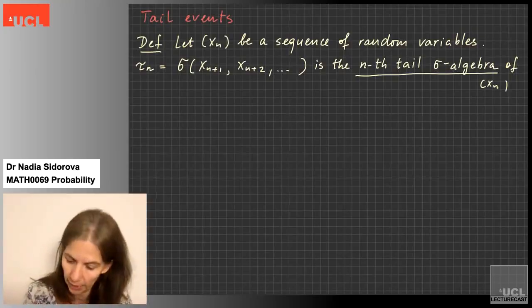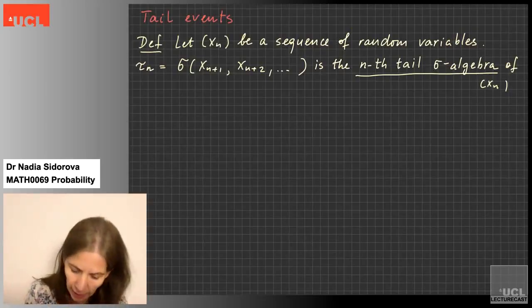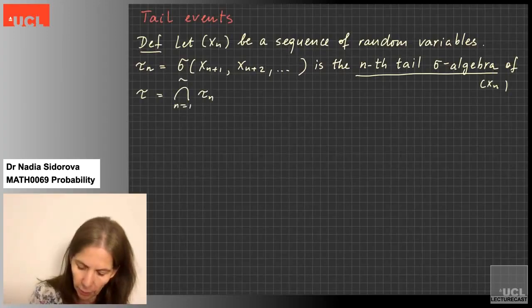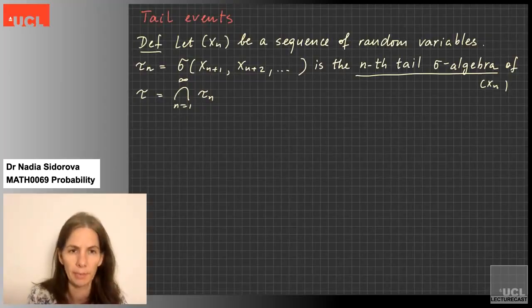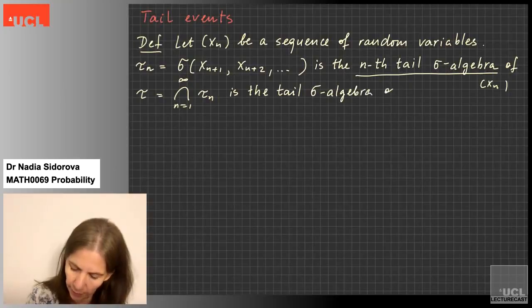So this means if I want somehow to pass to the limit as n goes to infinity, it makes sense to take the intersection of tau n over n from 1 to infinity. So this is a sigma algebra because a countable intersection of sigma algebras is a sigma algebra. And this sigma algebra is called the tail sigma algebra of xn.